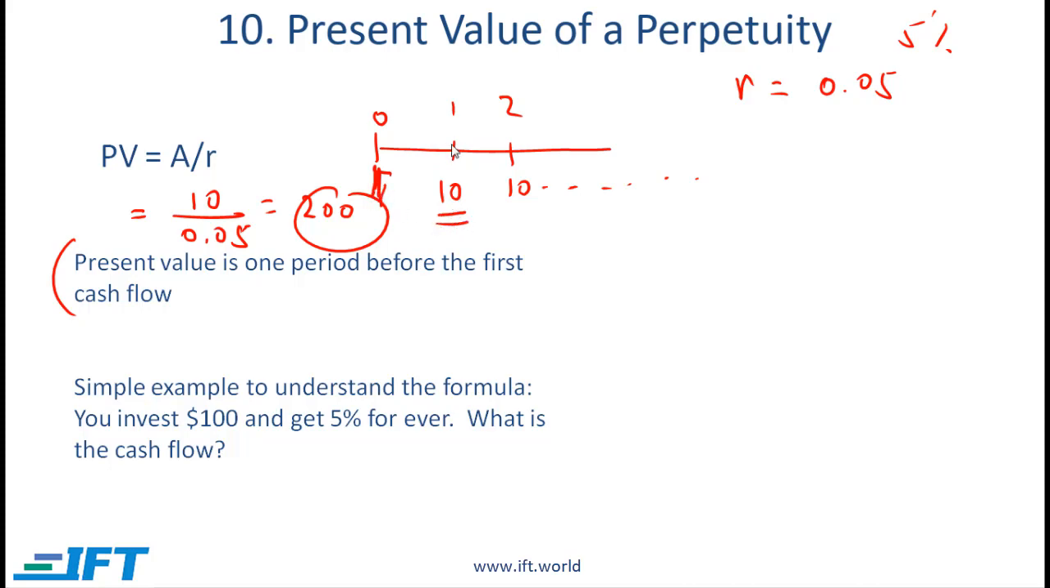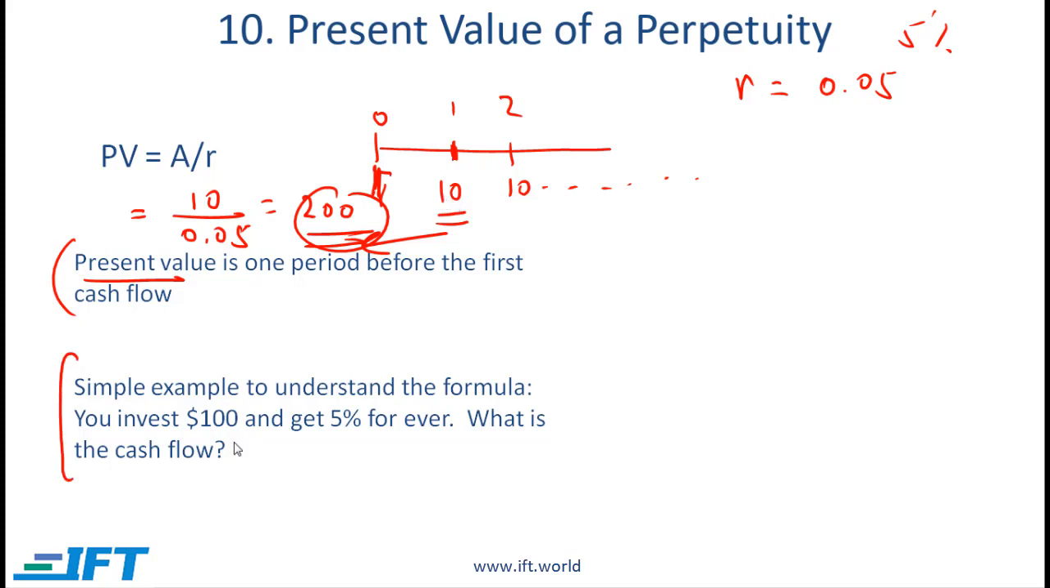The first cash flow is happening at time period 1. The present value is one period before the first cash flow. Many people incorrectly show the present value of 200 at the same time as the first cash flow, but again, that is incorrect. The present value is one period before the first cash flow.